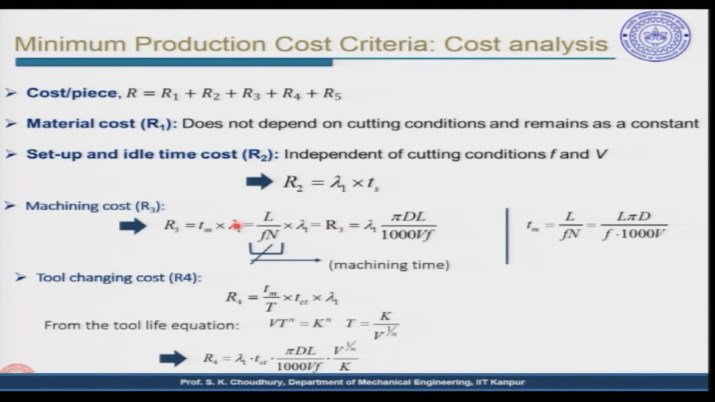So Tm is equal to this. Now, the velocity V is given as pi d n, and n can therefore be taken as V divided by pi d. For unit change you have to do this, so this will be V times 1000 divided by pi d, and we are writing this.